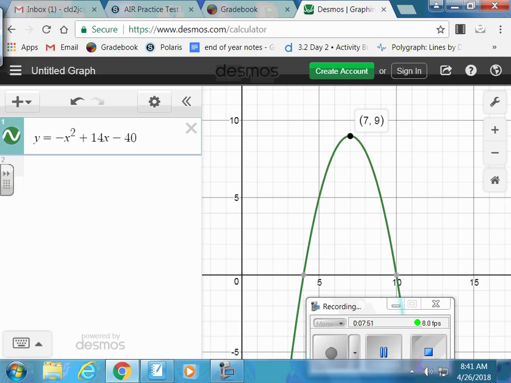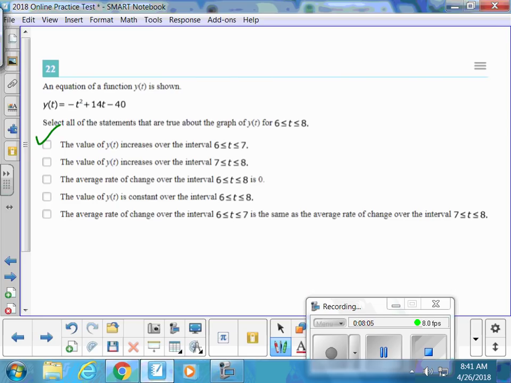The next one's a little tricky. The average rate of change from 6 to 8 is 0. Here is where 6 is. Here's where 8 is. It is going to be a 0 slope from 6 to 8. It would go straight across. So that would be true. That's the third box down. And the other ones just are not true.